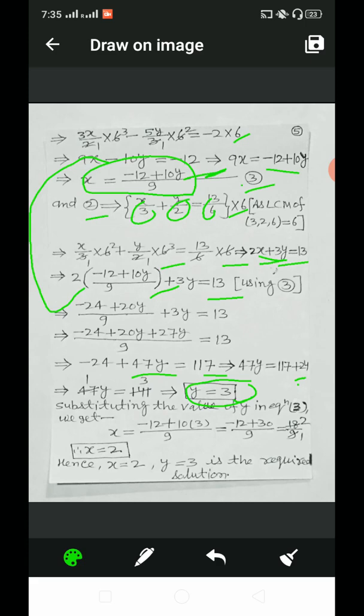Substituting the value of y in equation 3 to find the value of x, and this is equal to minus 12 plus 10 into 3, because y is equal to 3, by 9, and after solving we get 18 by 9, and this is equal to 2. So x is equal to 2. Hence x is equal to 2 and y is equal to 3 is the required solution. Thank you.